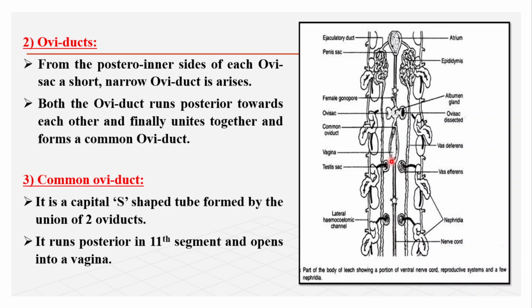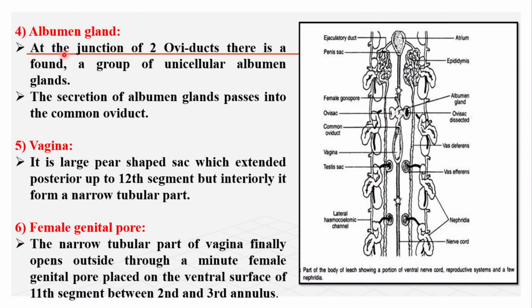Now let's see the fourth structure, that is albumin gland. At the junction of two oviducts, see here, at the junction of two oviducts, there is a group of unicellular albumin glands. It is a bunch of glands which are unicellular in nature, and those glands are called as albumin glands. The secretion of albumin glands passes into the common oviduct. This is the albumin gland, and it secretes the secretion which helps in the process of copulation and nourishment of ovum.